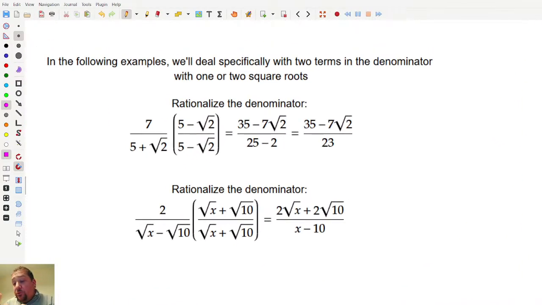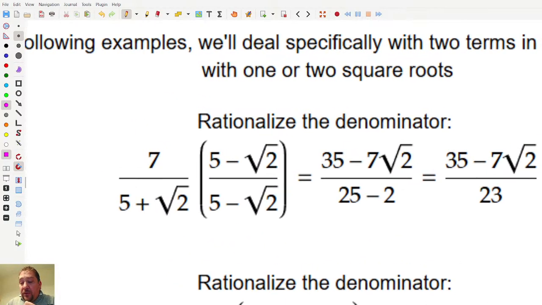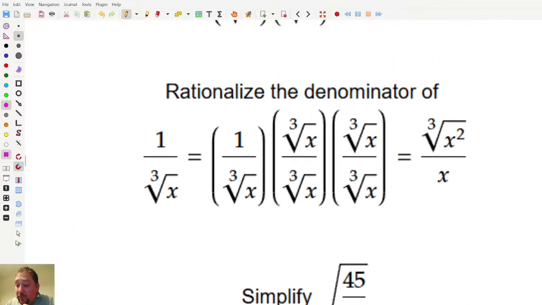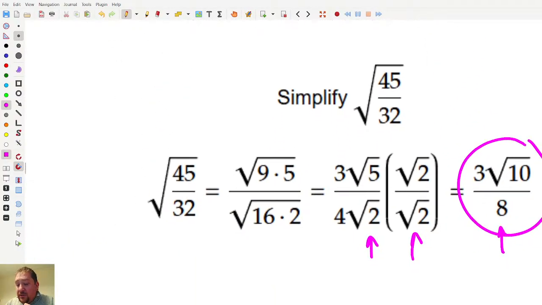In the next examples, we're going to deal specifically with when there are 2 terms, and we're only going to deal with square roots. Okay, so in the previous examples, there was only 1 term, like the square root of 3 or the cube root of x.